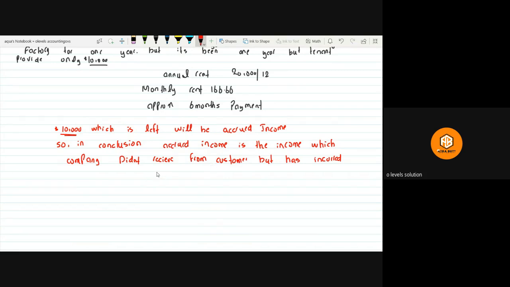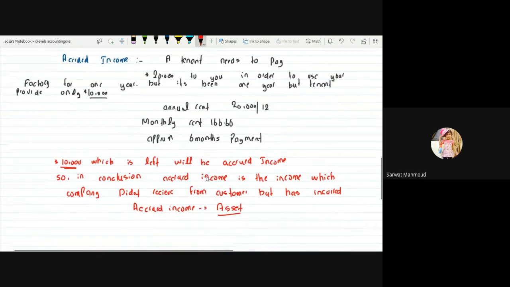And since we have given the service, but he didn't pay, this accrued income will be an asset for the company because we can show the ownership. We have given the service against that income, but we didn't receive it. So this is the asset for the company, accrued income. Understood? Yes.